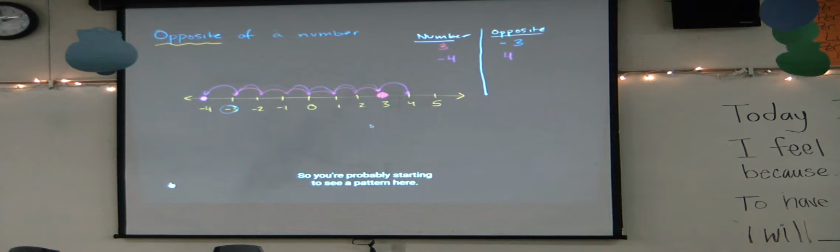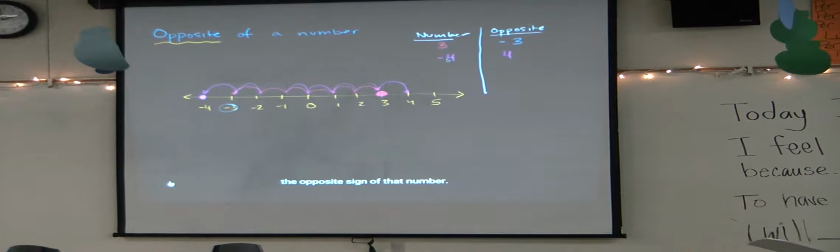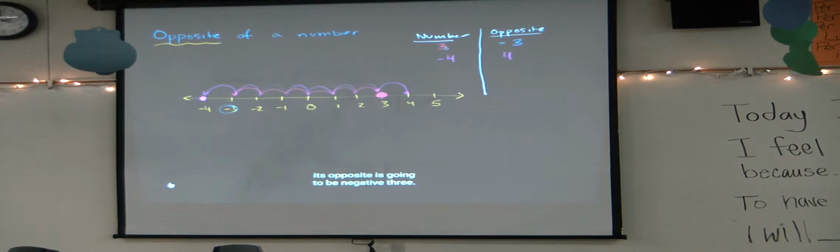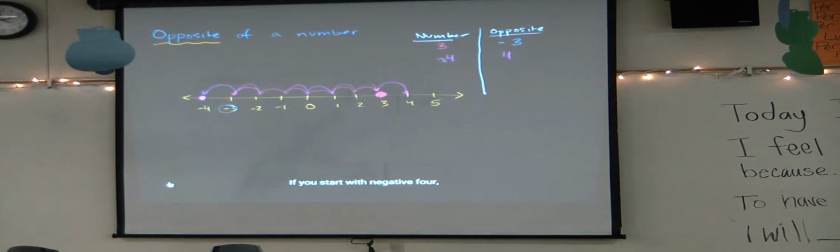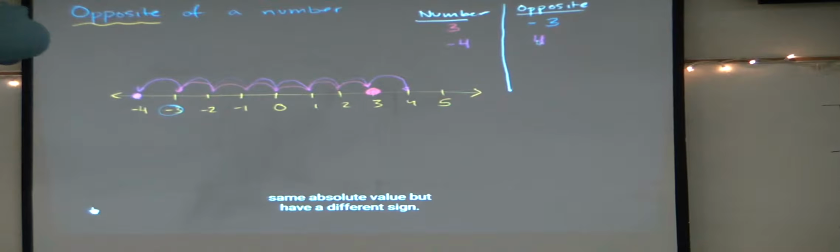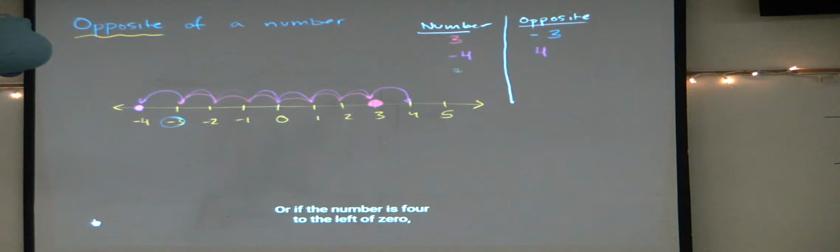And so you're probably starting to see a pattern here. The opposite of a number is going to be the opposite sign of that number. If you have a positive 3, its opposite is negative 3. If you start with negative 4, its opposite is positive 4. So one way to think about it, it's going to have the same absolute value, but a different sign. Or another way to think about it is, if this is 3 to the right of 0, its opposite is going to be 3 to the left of 0. Or if the number is 4 to the left of 0, its opposite is going to be 4 to the right of 0.